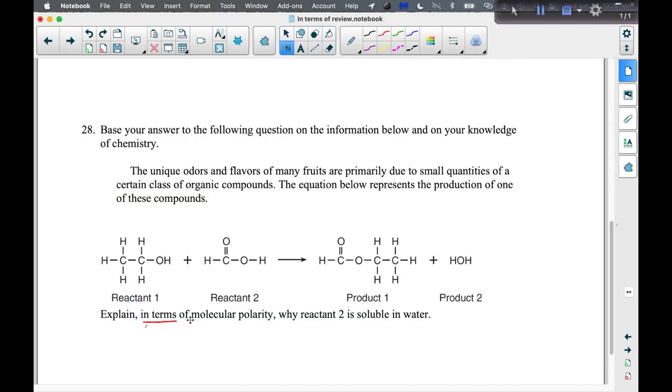Again, in terms of polarity, why something is soluble in water. Hopefully you remember this by now. Anything that is soluble in water is soluble because reactant 2 is polar like water.